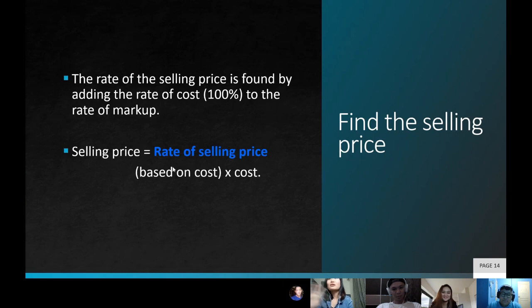Okay. And lastly is find the selling price. The rate of the selling price is found by adding the rate of cost, which is 100%, to the rate of markup. So the selling price equals the rate of selling price based on cost times cost.